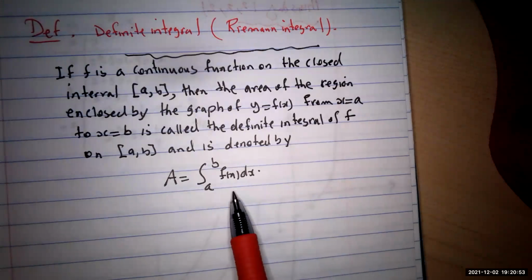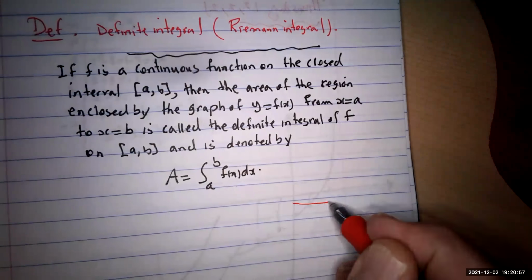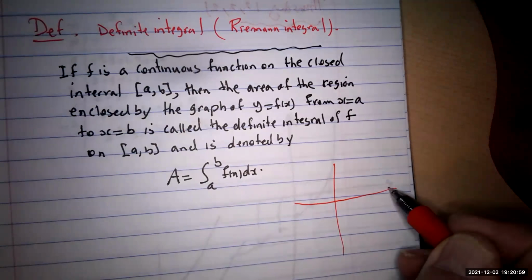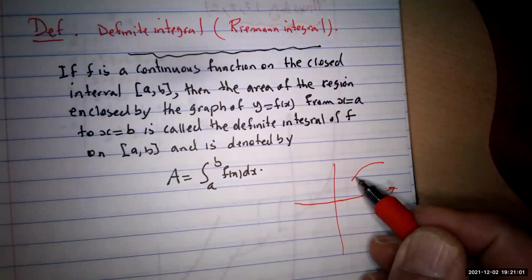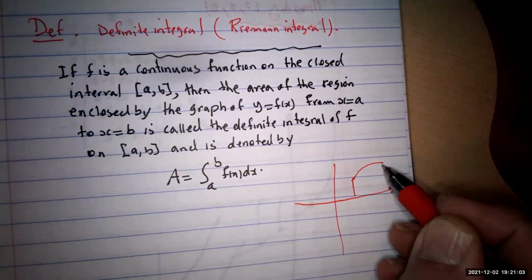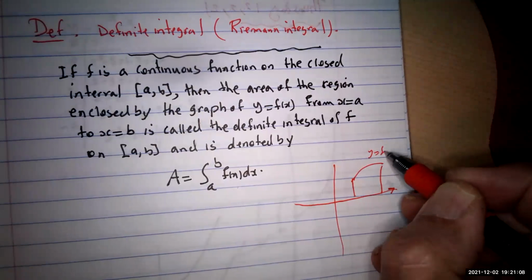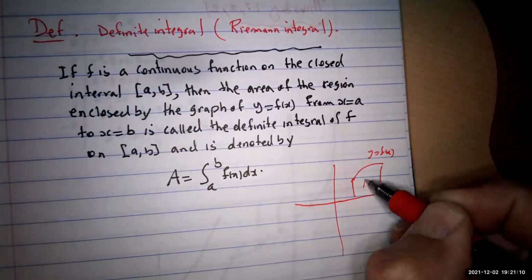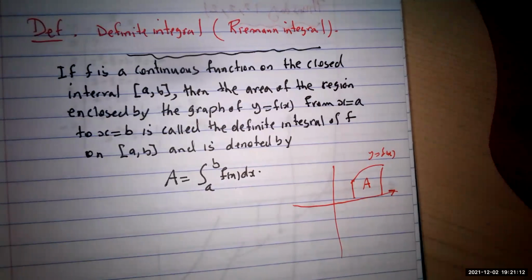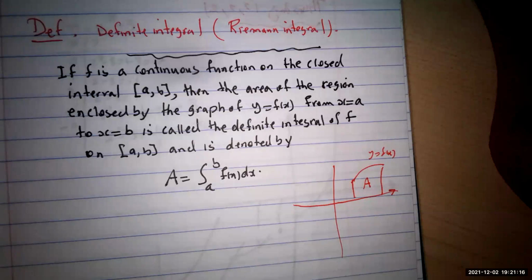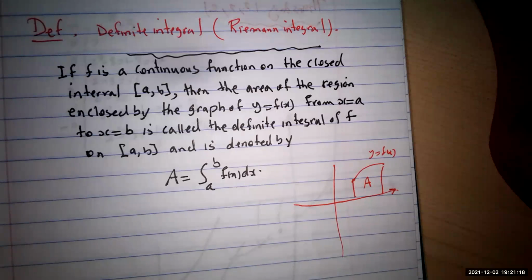So the definite integral with this notation means a function is given to you. This is y equal to f of x. And there is going to be an area under the curve, under the graph of this function. If you want to find this area, we are going to denote this area by this notation. And this is called the definite integral or Riemann integral.